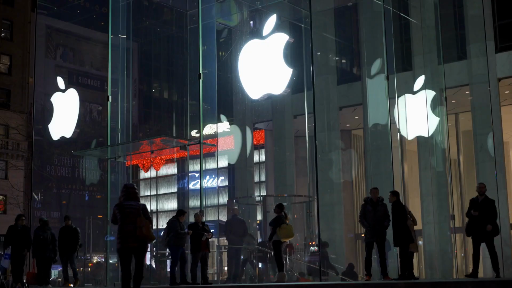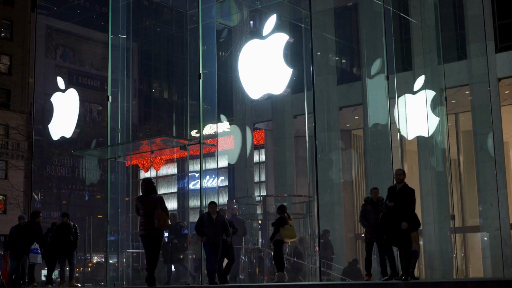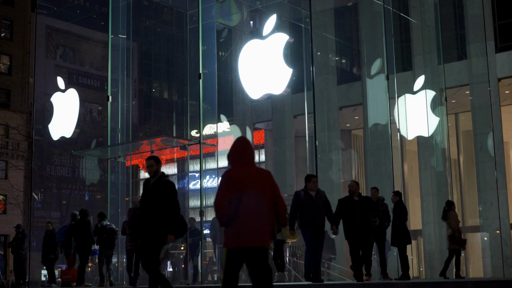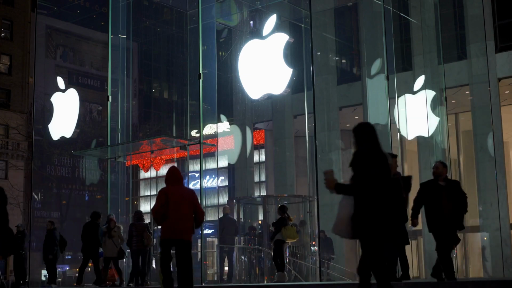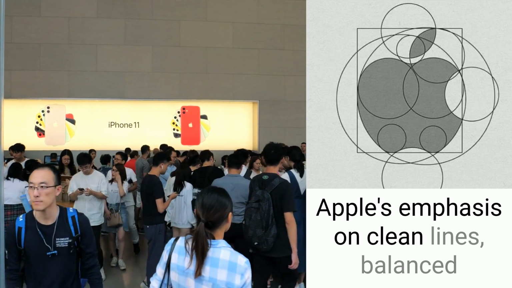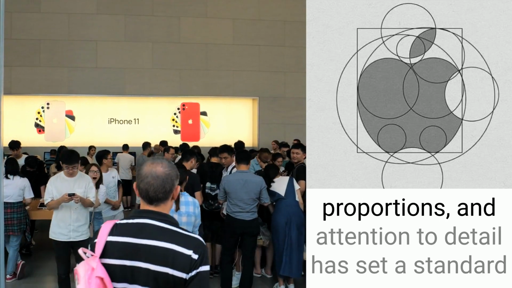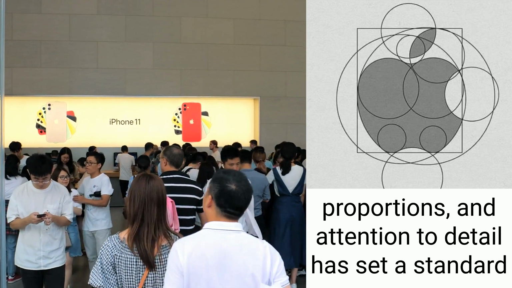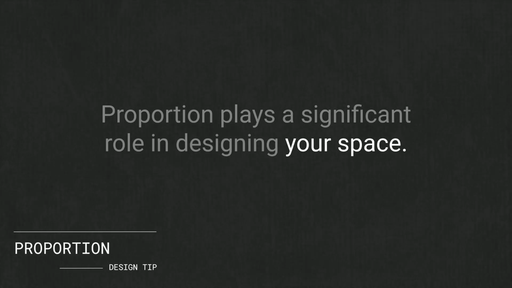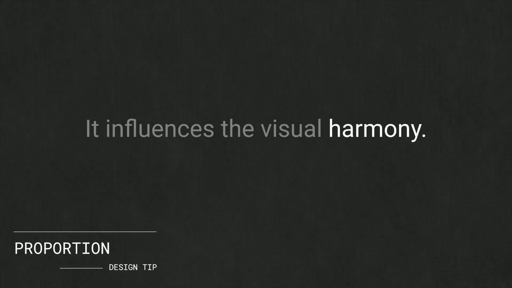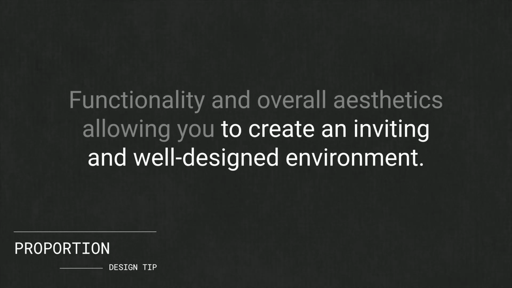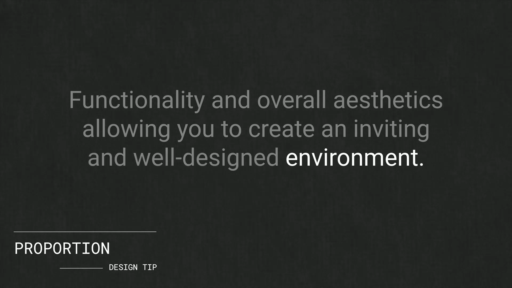The designs of Apple products, particularly under the leadership of Johnny Ive, are often cited as examples of excellent proportion and minimalist aesthetics. From iPhones to MacBooks, Apple's emphasis on clean lines, balanced proportions, and attention to detail has set a standard for modern product design. Proportion plays a significant role in designing your space. It influences the visual harmony, balance, functionality, and overall aesthetics, allowing you to create an inviting and well-designed environment.